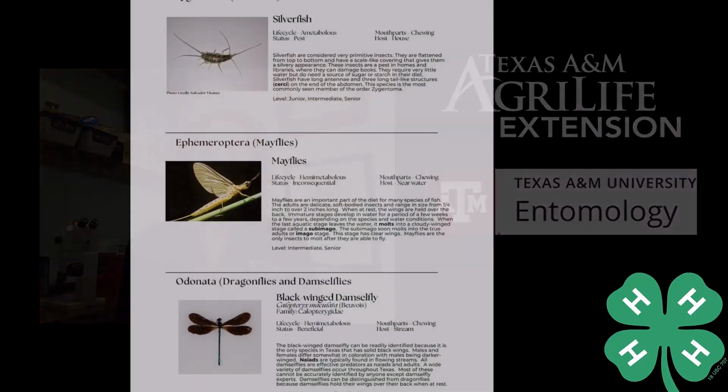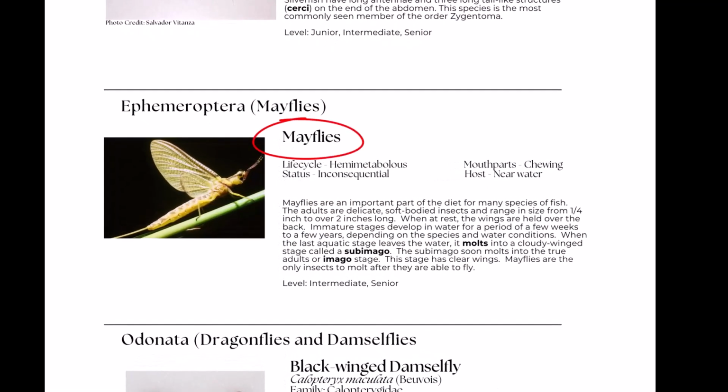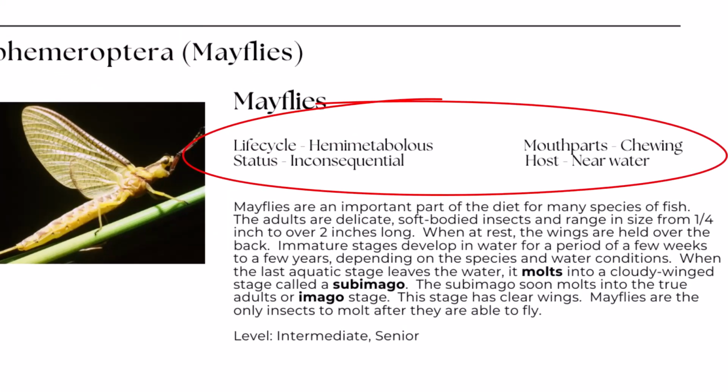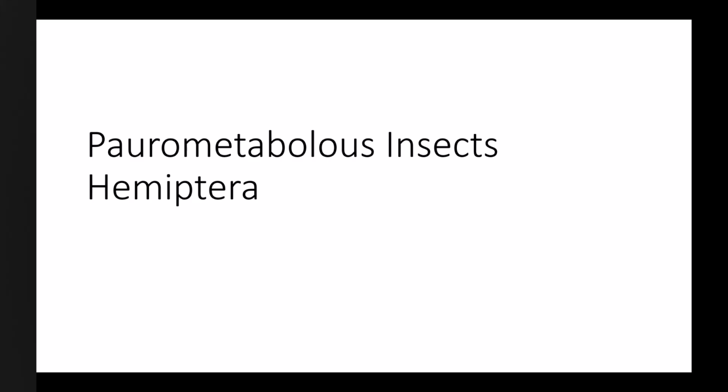Remember, for each specimen, you need to know their common name, what order they're found in, what their life cycle is, what type of mouthparts they have, their host or location or where they are found, and their significance. Are they a pest, beneficial, inconsequential, or variable? This study video is covering the order Hemiptera and all of the specimens that seniors need to know.